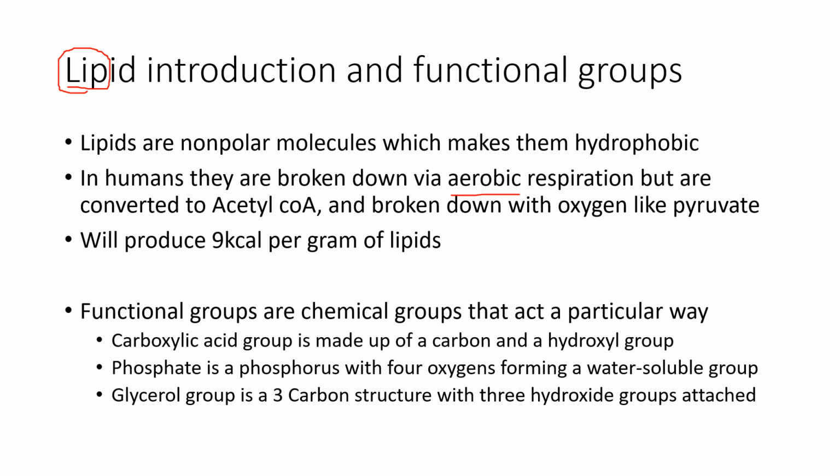What a lipid is, it's pretty much a hydrocarbon with functional groups. Now, there are different functional groups. There's one called a carboxylic acid group, which is made up of a carbon and a hydroxyl group. And these will be bound to your hydrocarbons. You also have phosphate groups, which is a phosphorus with 4 oxygens, which will bind to fats.